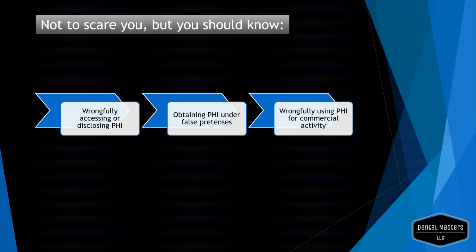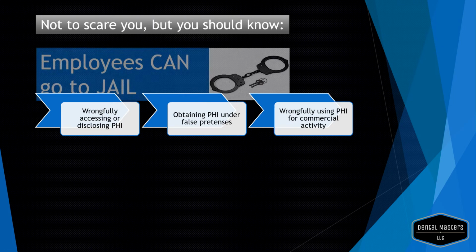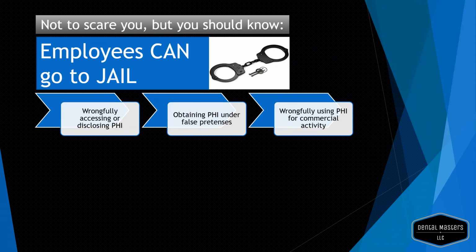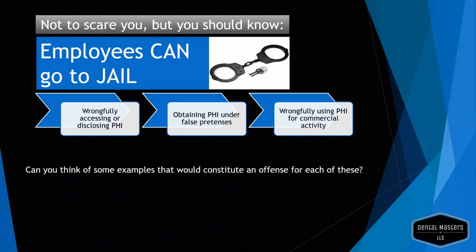Wrongfully accessing or disclosing PHI, obtaining PHI under false pretenses, or wrongfully using PHI for commercial activity by an employee can mean that they can go to jail and they can be assessed fines. Can you think of some examples that would constitute an offense for each of these?